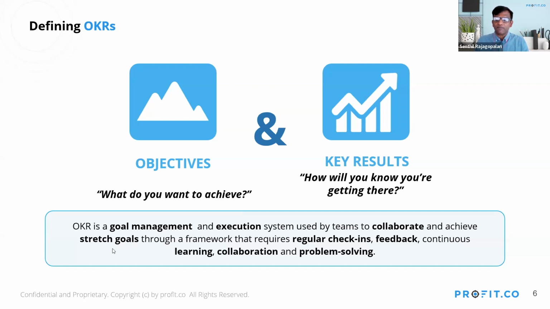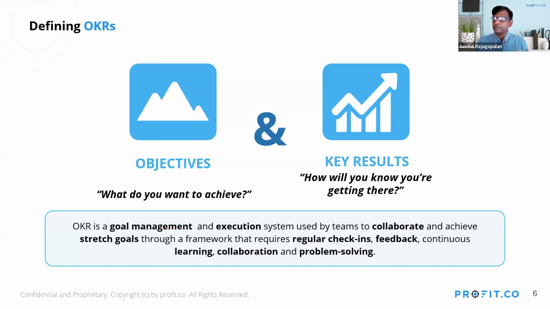OKRs were born in Silicon Valley, where companies scaled up pretty fast. So achieving stretch goals was really the key motive for companies to deploy OKRs. So this is about the planning, but OKRs are all about execution, which means you need regular check-ins, reporting about the progress, and regular feedback. Because these are stretch goals, you may not always know exactly how you're going to achieve them at the beginning of the year or quarter. So it requires continuous learning, collaboration, and problem solving.